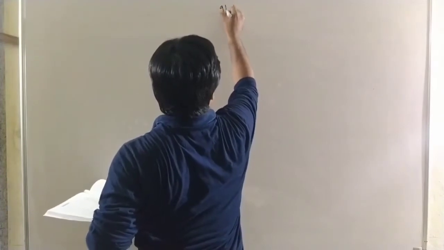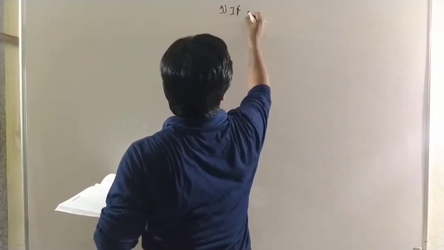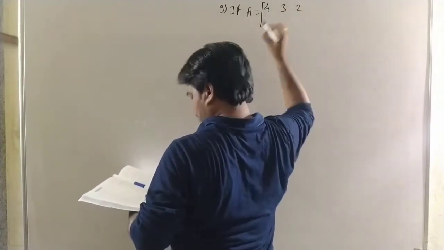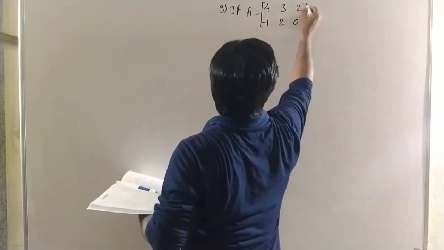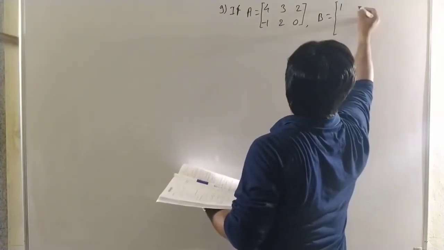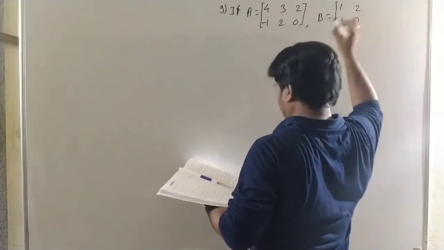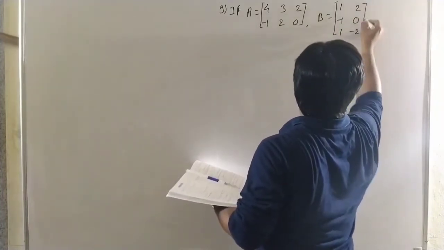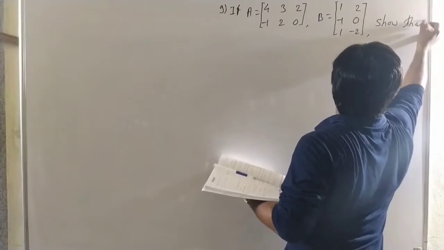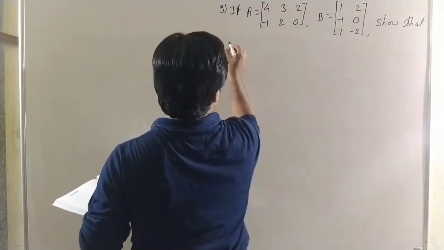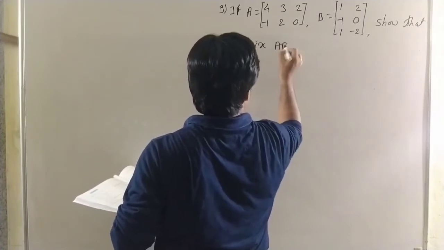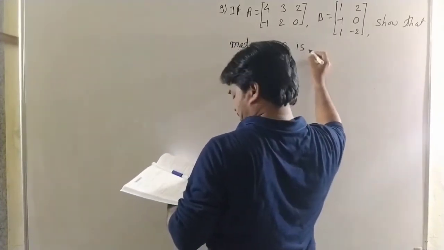Example number 9. If the matrix A is [4, 3, 2; minus 1, 2, 0] and B is [1, 2; minus 1, 0; 1, minus 2], then show that matrix AB, that is A into B, is non-singular.